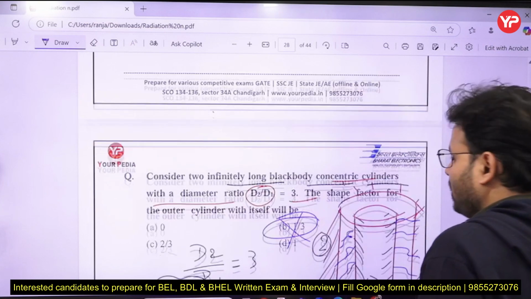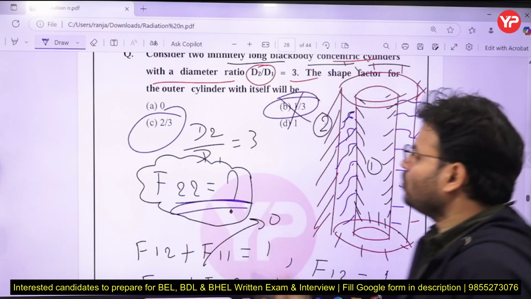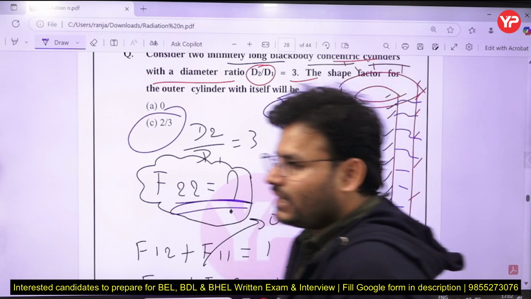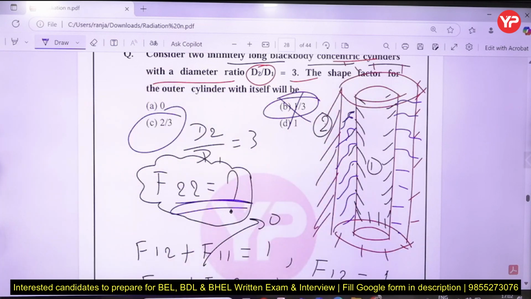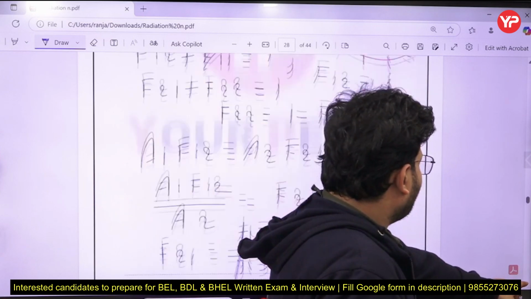That is not what is going to be asked. The correct answer will be C, because you have to calculate F22, not f of 12. So don't make a mistake like that. A mistake like that may be made by students also. So don't make a mistake like that, right?